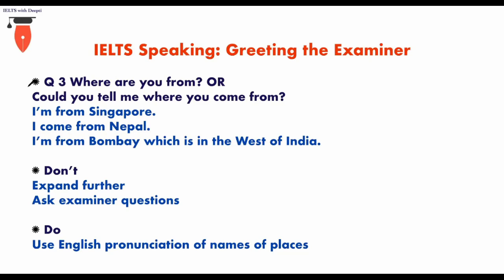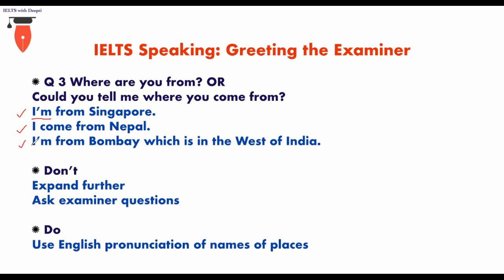So in this question, which is the third question, the examiner would ask you, where are you from? Or in other words, could you tell me where you come from? Now, in this case, you can reply by saying the name of your country. I'm from Singapore. I come from Nepal. Now here also you see we are using contractions. Instead of saying I am, we'll say I'm from.